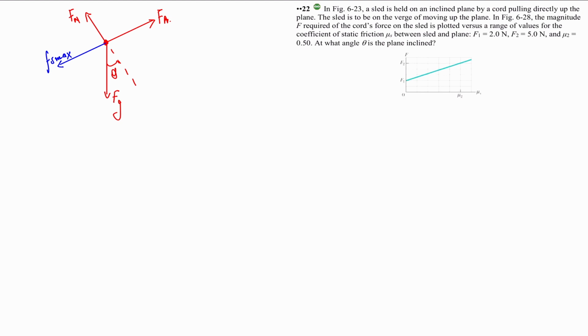So in this problem, I would choose the coordinate system in this fashion. So the green coordinate system signifies my choice. That is, anything up the incline will be regarded as positive x, and anything that's perpendicular in that direction will be regarded as positive y. So then, now we're in a very good position to apply Newton's laws.